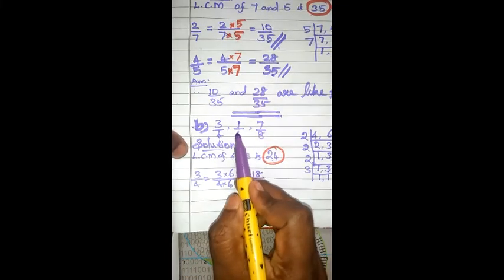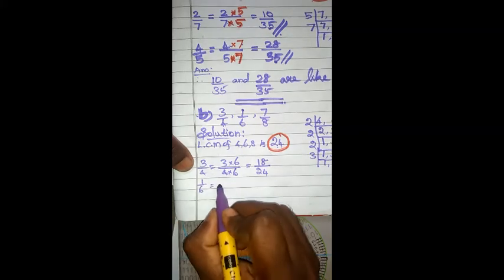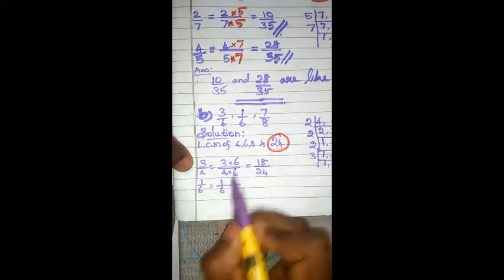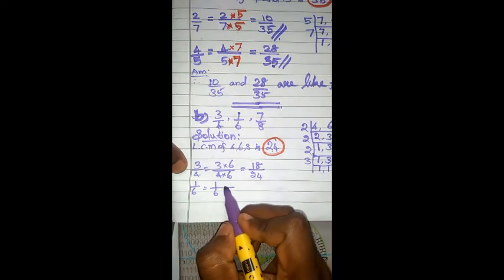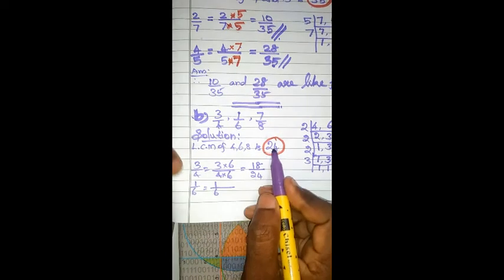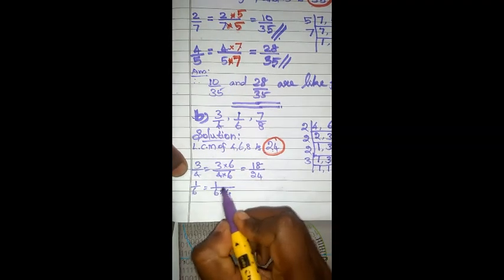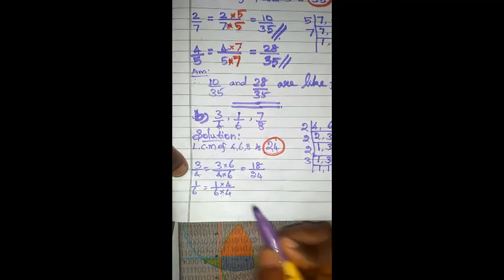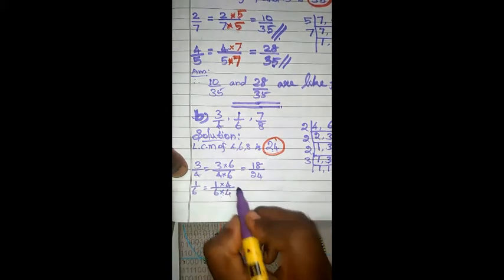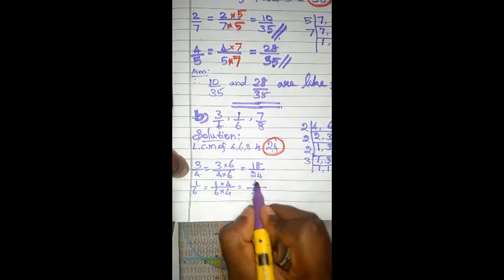Come to the second fraction, 1 by 6. 1 by 6 is equal to, so 6, how many times does 6 make 24? Very good, 4, right? Or else you divide 24 by 6. 4 times. So you multiply the numerator by the same 4. 6 4s are 24. 1 4 is 4. Right?